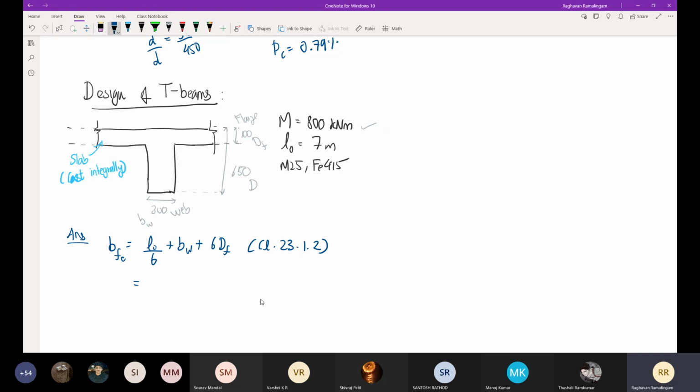How much do you get? Of course, L0 you should convert into millimeters, then find it. bw is given, Df is given, everything is there. How much do you get? Oh, bf is given. Anyway, find bfe. How much do you get for bfe?